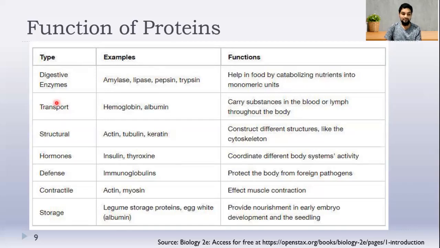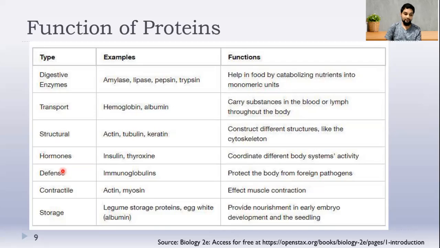Then there are some proteins that help in transporting useful substances. For example, we have hemoglobin. Hemoglobin is important to transport oxygen in our body. The oxygen binds to the hemoglobin, and the oxygen is then transported to different parts of our body. Proteins also help in formation of our structure. For example, we have actin, tubulin, and keratin, and these are all important for the structure of living organisms. Hormones are also made using proteins. For example, insulin and thyroxine.